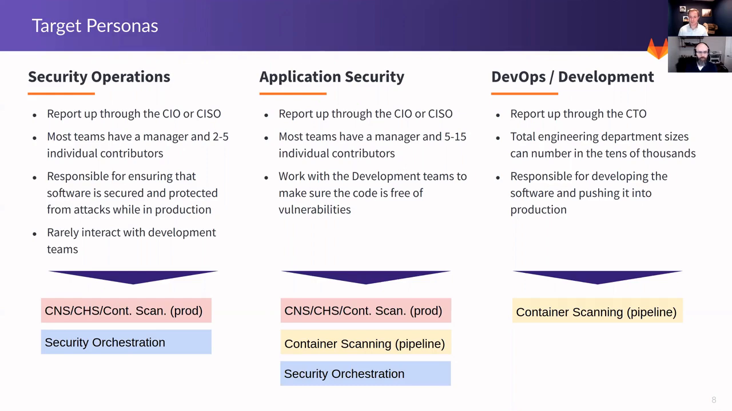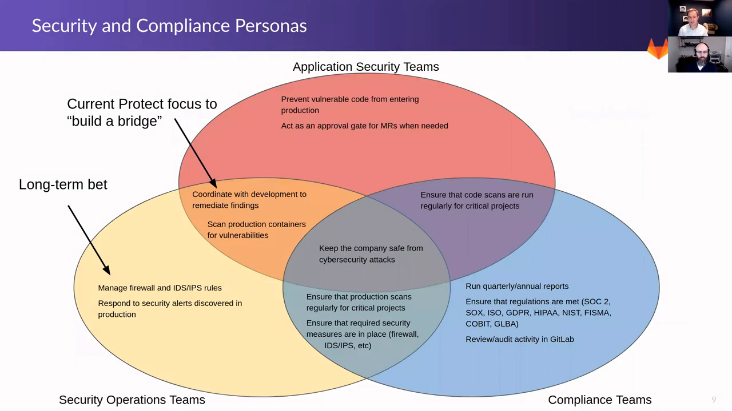Another way of looking at this is in a bit of a Venn diagram where we've got those two personas coupled with the compliance team. They have a lot of shared jobs to be done here. Ultimately, they're all interested in keeping the company safe from cybersecurity attacks, making sure that the risk for the company is kept to a minimum.